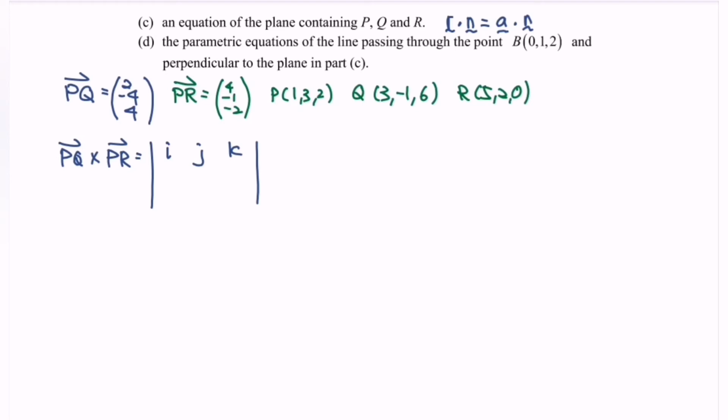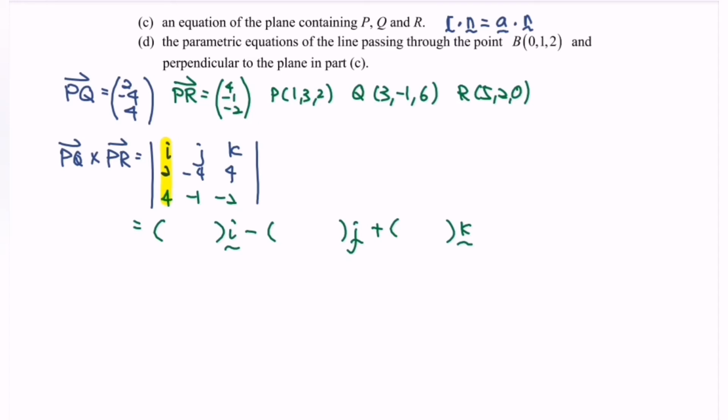So kindly fill up the vector, where we have 2, -4, 4. So do remember, order is important. So 4, -1, -2. Next, we have i minus bracket j plus bracket k. Next, first, close up the i.